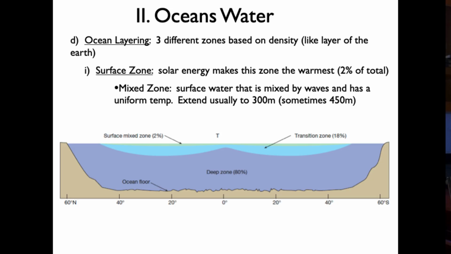And to wrap up our notes for today, we just have to talk about the 3 different zones that make up our ocean. Starting with the top of the ocean, working our way down, we have the surface zone, which is also sometimes called the mix zone, and then it's also called the surface mix zone, so just make sure you know that. And the surface zone, or the mix zone, is where the surface water is being mixed up by wave action, and it's also going to be warm because we're getting a lot of sunlight here.